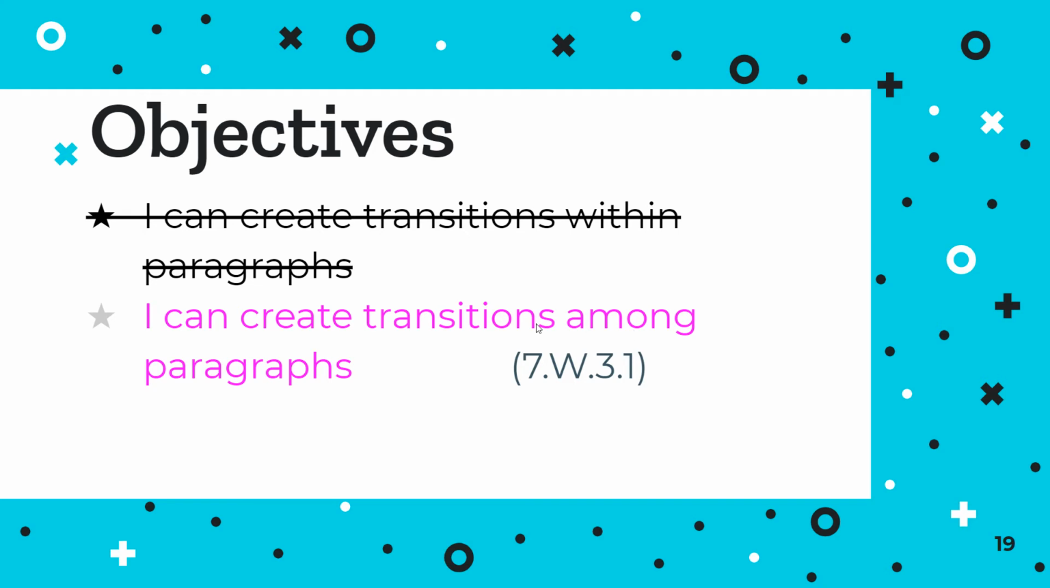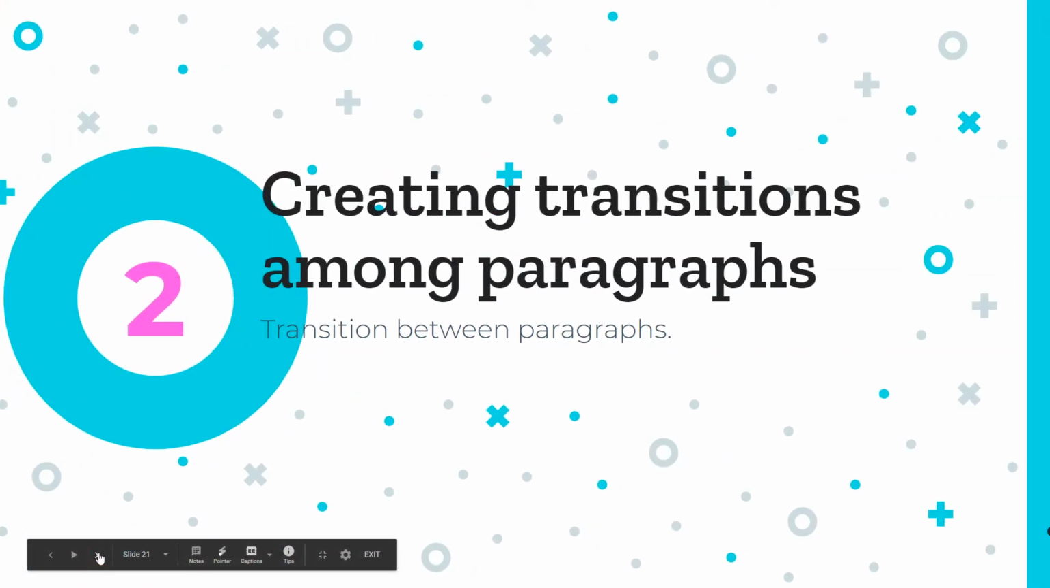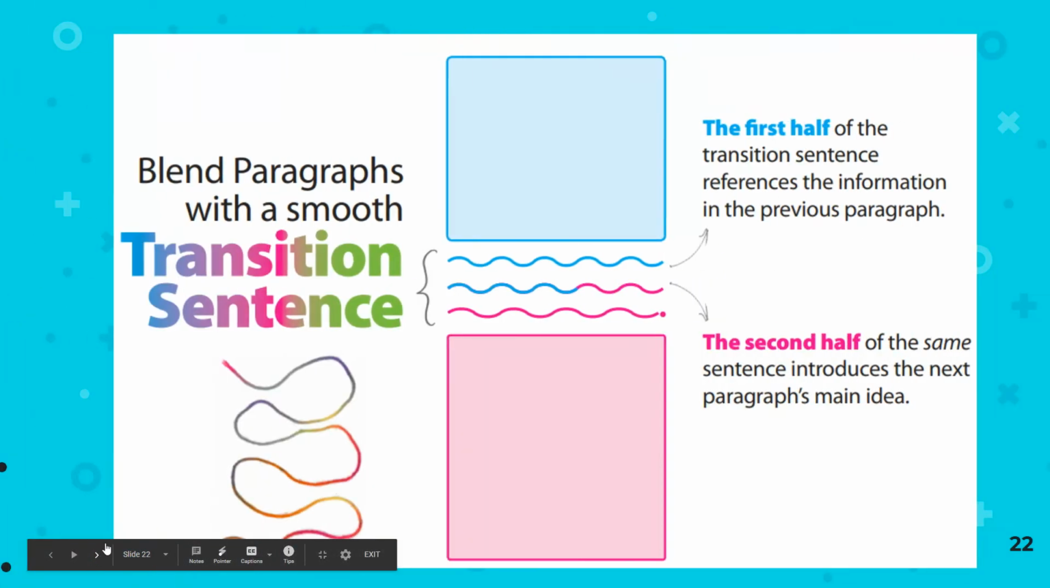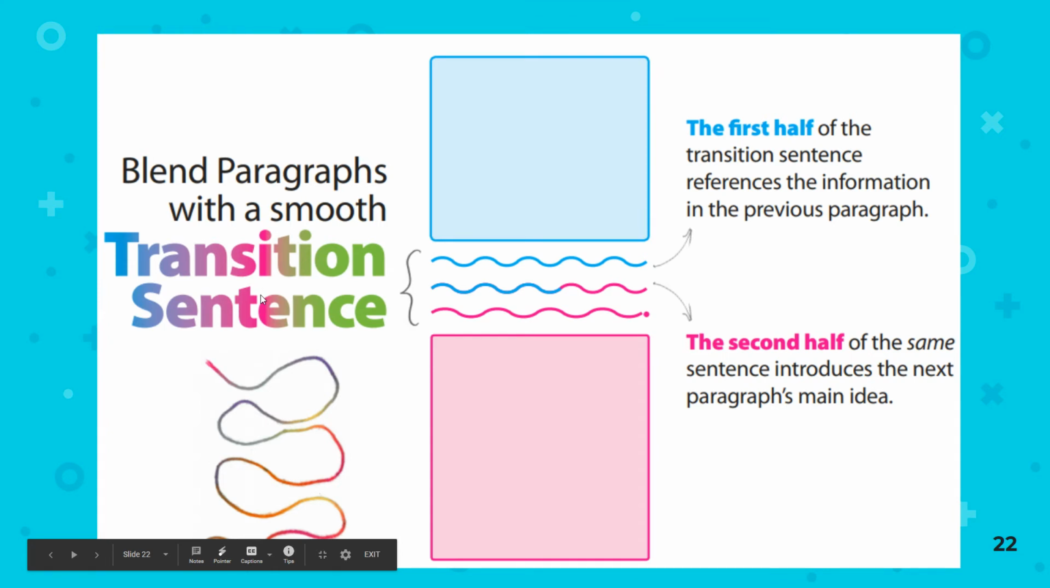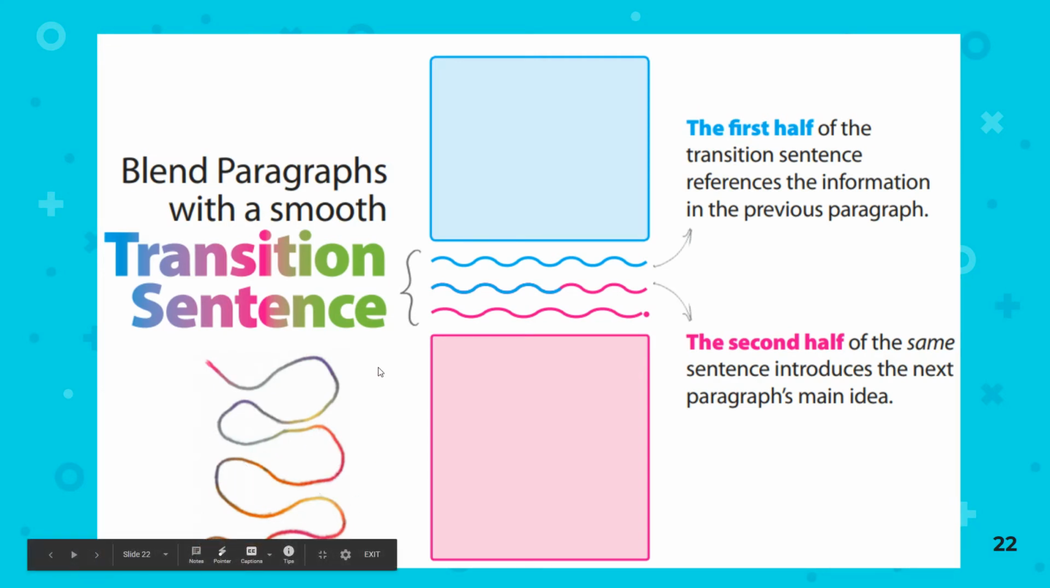Now we're going to look at creating transitions among paragraphs. Individual sentences within a paragraph should be connected, and entire sections of the piece should also flow logically. So your sections are your paragraphs. You want to blend paragraphs with a smooth transition sentence. If you look at this yarn, the color change is very smooth throughout. It kind of reminds me of ombre, even though this is more of a rainbow thing.